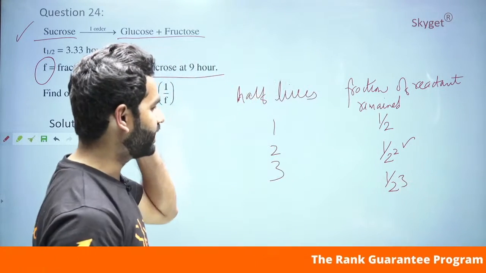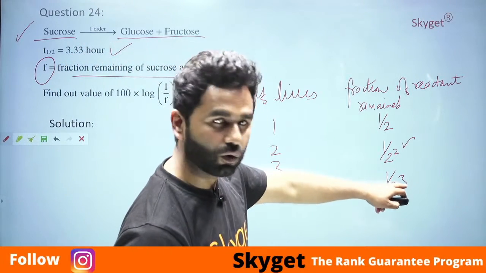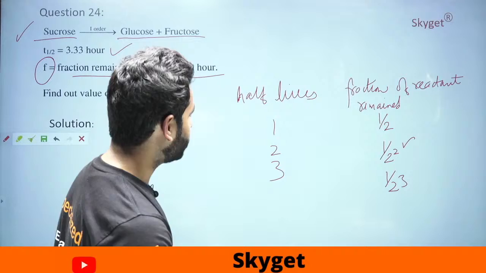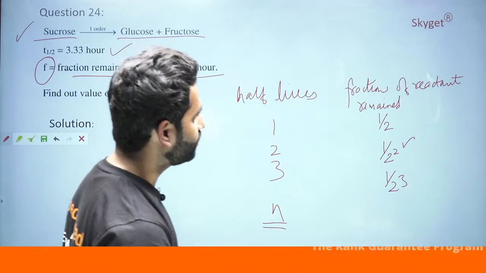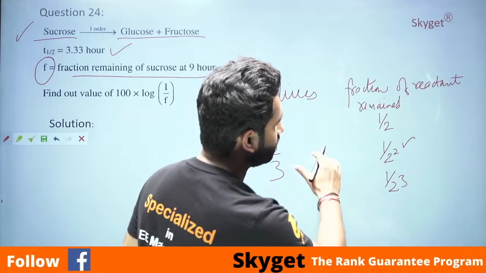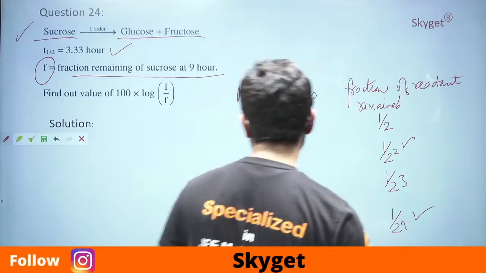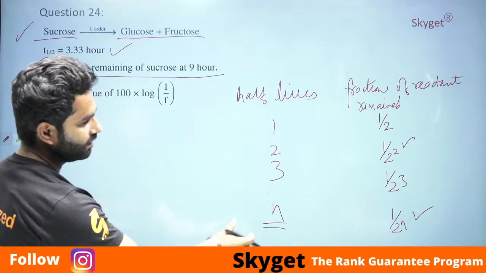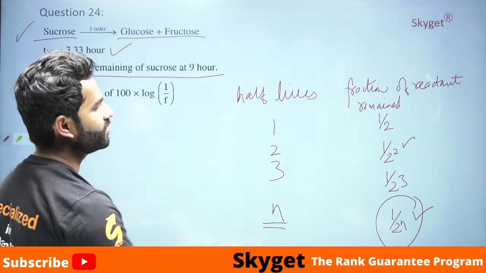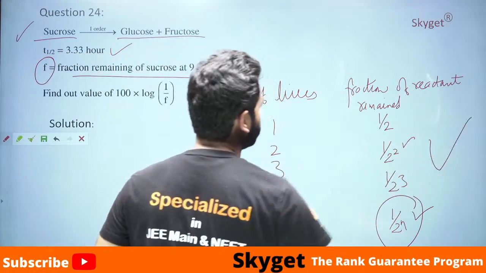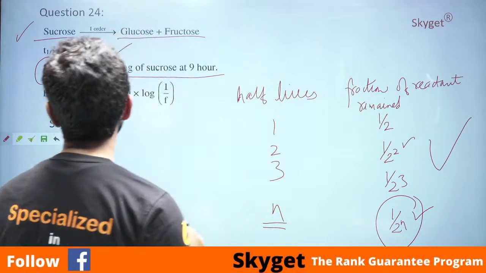So can you see a pattern? With every half-life increasing, the power of 2 also increases. It means after n half-lives, the fraction of the reactant which remains is 1 by 2 raised to power n. Got it? This is the important concept. If you know the concept, you know the answer. Let's proceed for the answer.